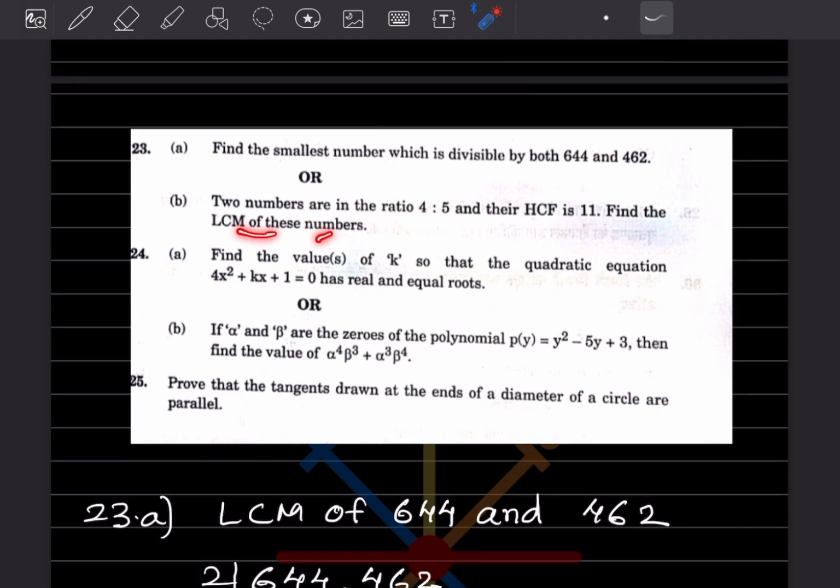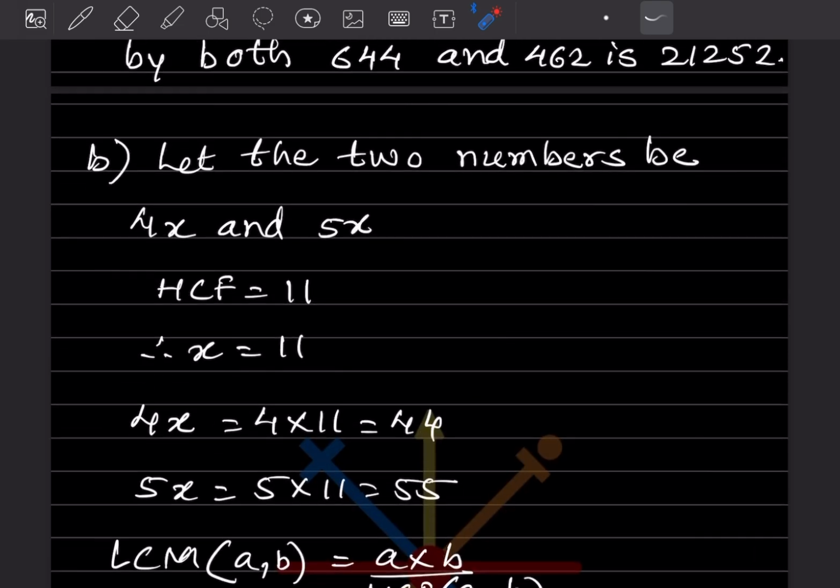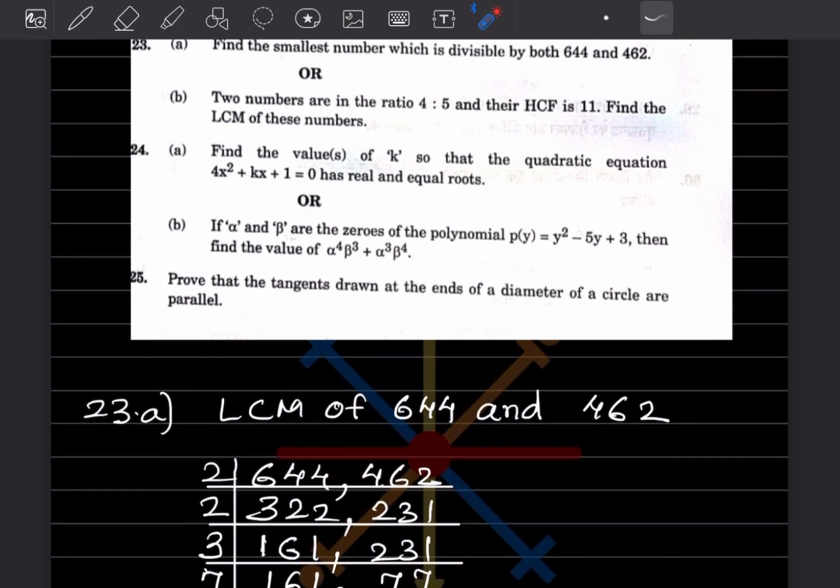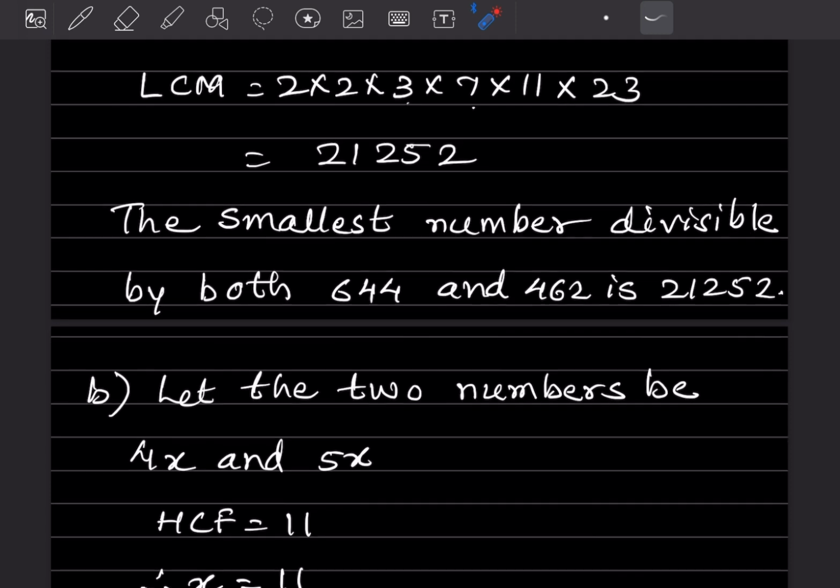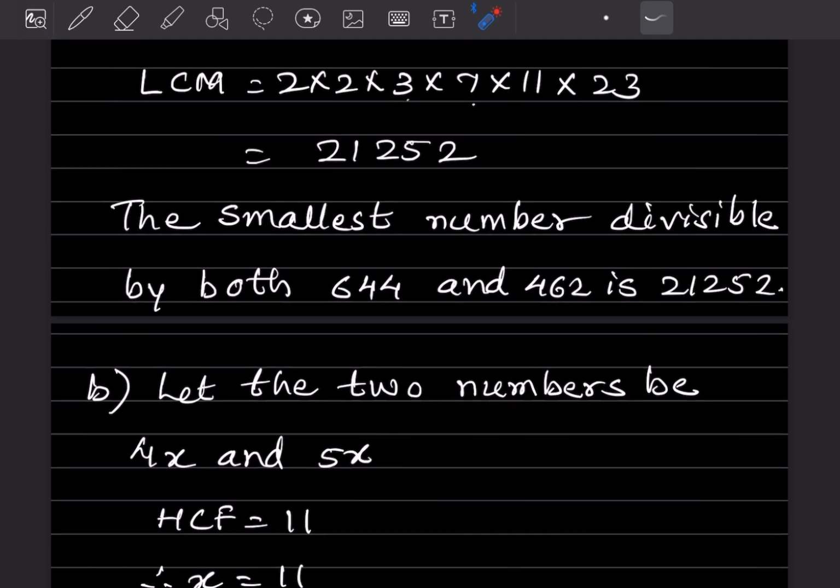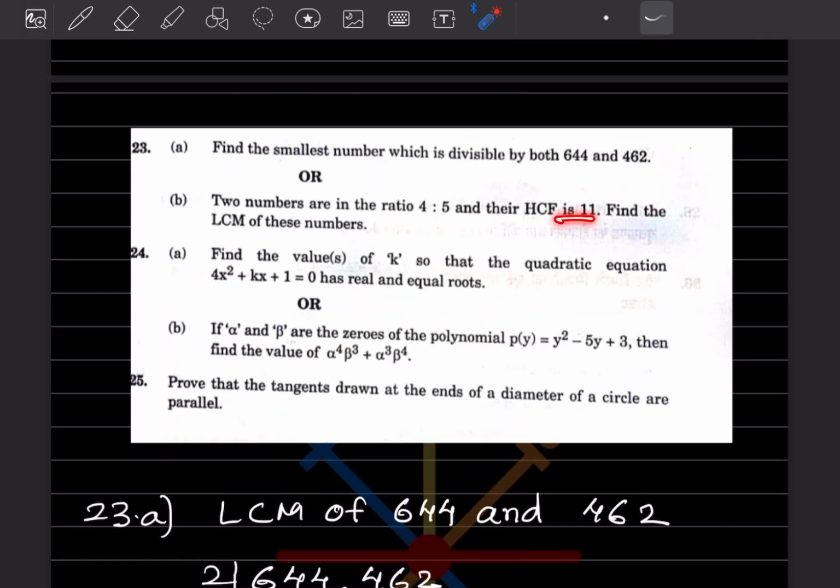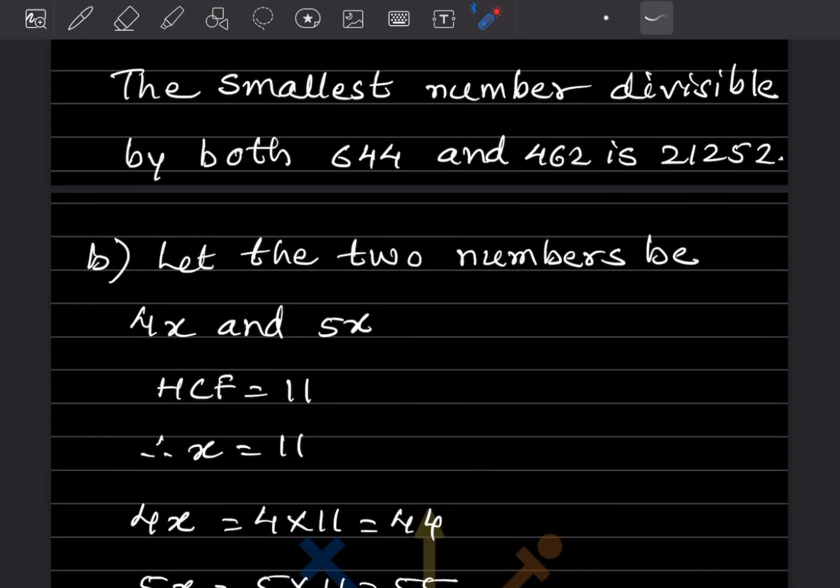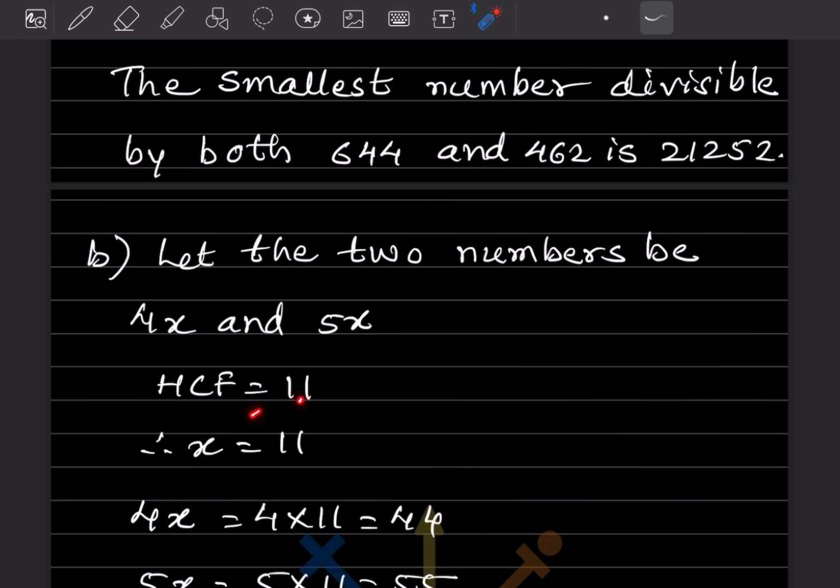Two numbers are in the ratio 4:5 and the HCF is 11, and you have to find the LCM of these numbers. Here the ratio is given as 4:5. So what will you do? Let the two numbers be 4x and 5x, because the ratio is given. The HCF is given as 11, which means you can consider x is 11. So in place of x in 4x you will put 11, so that is going to be 44, and 5x is going to be 5 into 11, that is going to be 55.